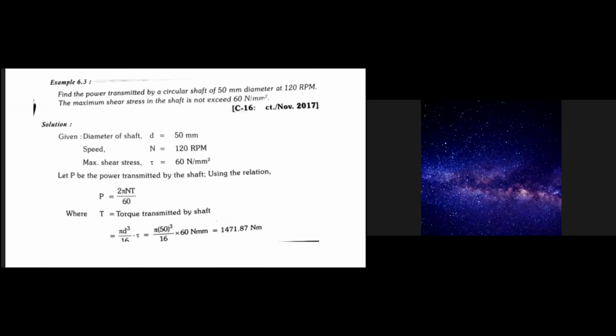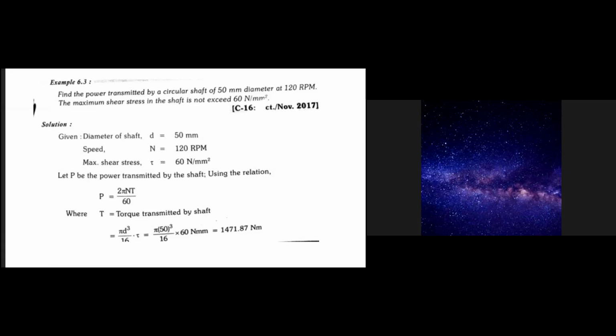Next problem. Find the power transmitted by a circular shaft of 50 mm diameter at 120 rpm. The maximum shear stress in the shaft should not exceed 60 Newton per mm square. So here we have to calculate the power. The diameter of the shaft is given as 50 mm, the speed of the shaft N equal to 120 rpm, and the maximum shear stress tau equal to 60 Newton per mm square.